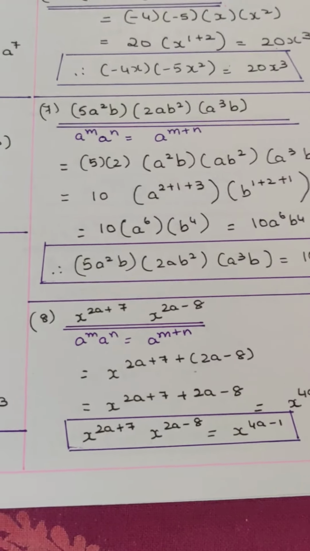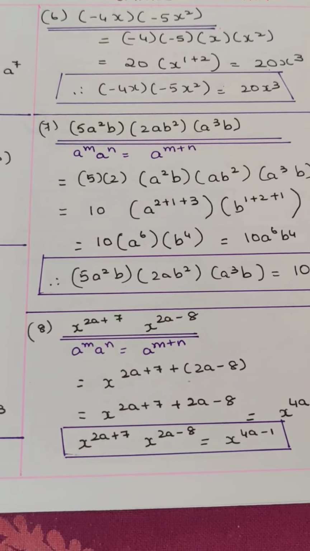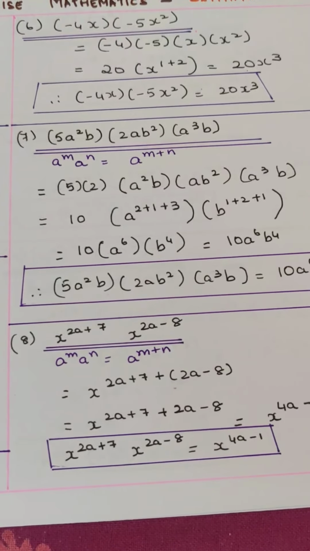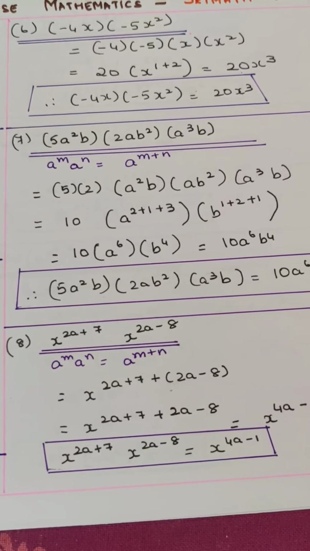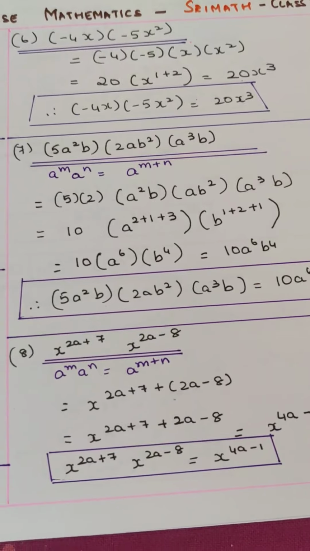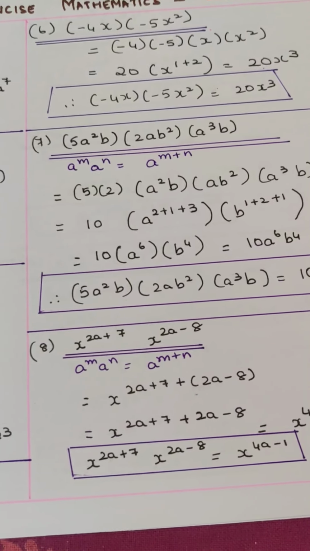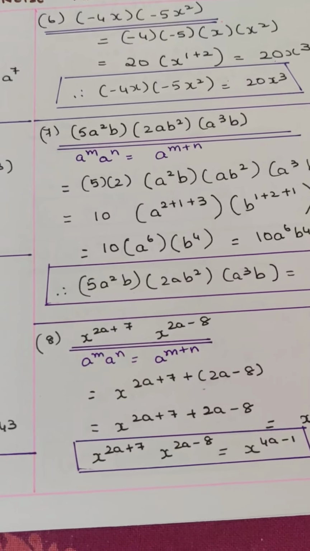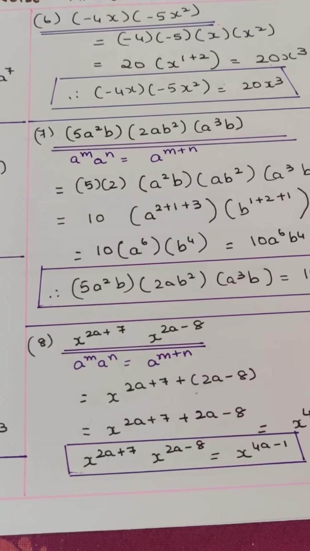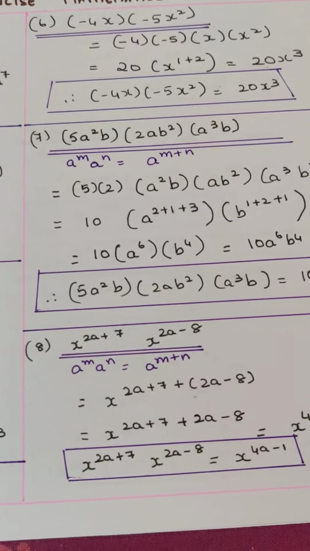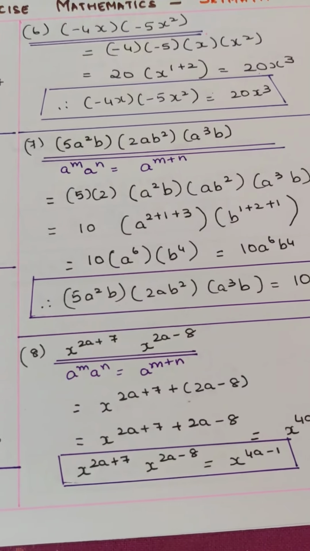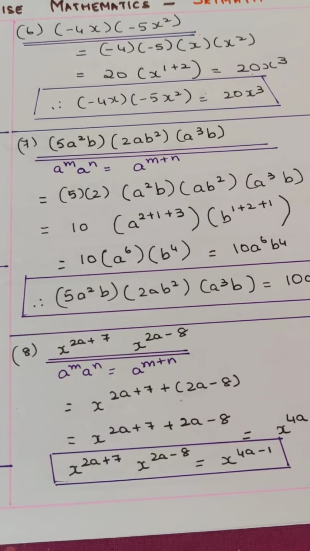Okay, let's move on to the eighth sum. X to the power of 2a plus 7, into x to the power of 2a minus 8. Very simple. Don't worry what is there in the power. We can solve the algebraic expression there on the power as well. So you will use the product law. A to the power of m into a to the power of n is equal to a to the power of m plus n. That is equal to x, because it's a single base given in this question, x to the power of 2a plus 7 plus open brackets 2a minus 8.